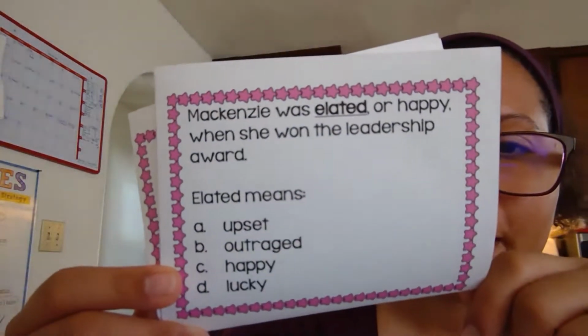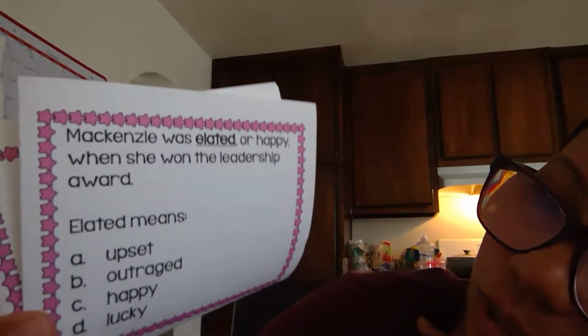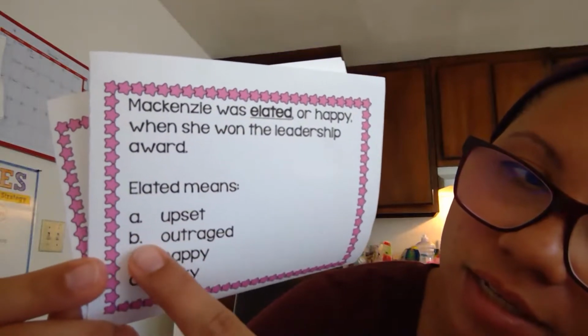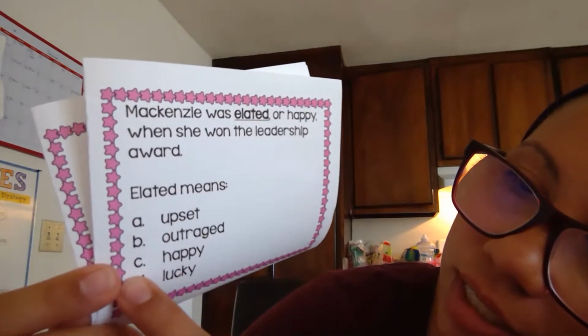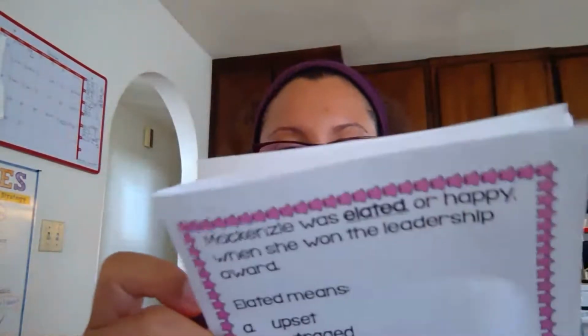Okay, so the question says, Mackenzie was elated or happy when she won the leadership award. So does elated mean A, upset, B, outraged, C, happy, or D, lucky? And you can type in your answers.